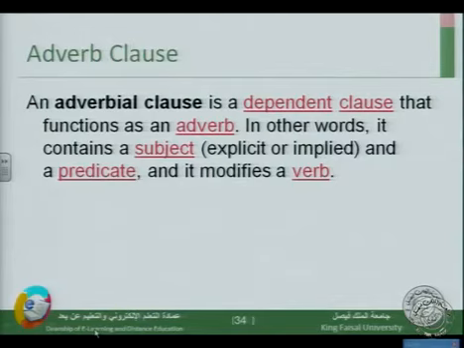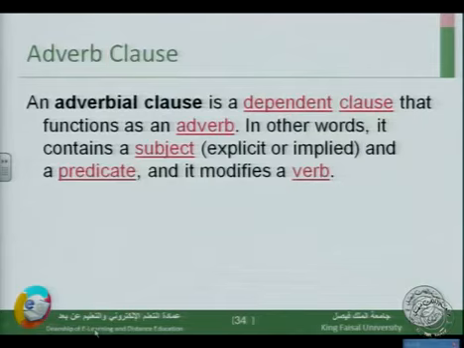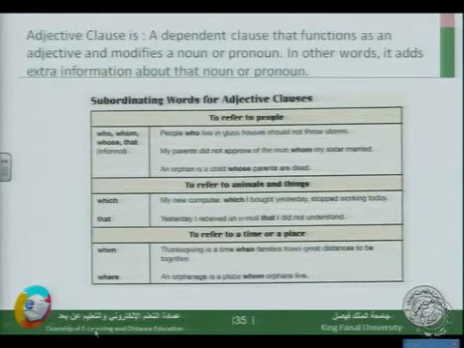Also, we have talked about adverb clauses. And we learned that an adverb clause is a dependent clause that functions as an adverb. It contains a subject and a predicate and it modifies a verb. We said that an adverb clause can answer when, sometimes, or how, for the manner, why. Please go back to lecture 12 in order to understand the adverb clauses and how they modify the verb.